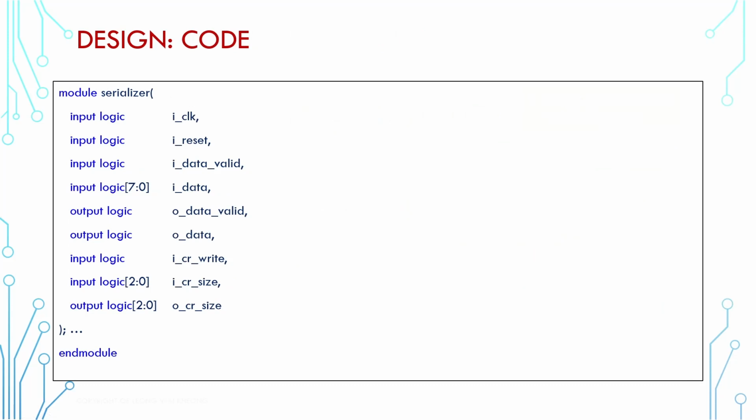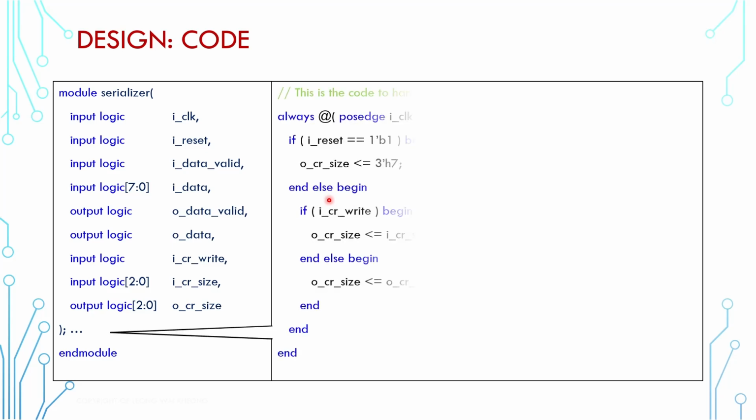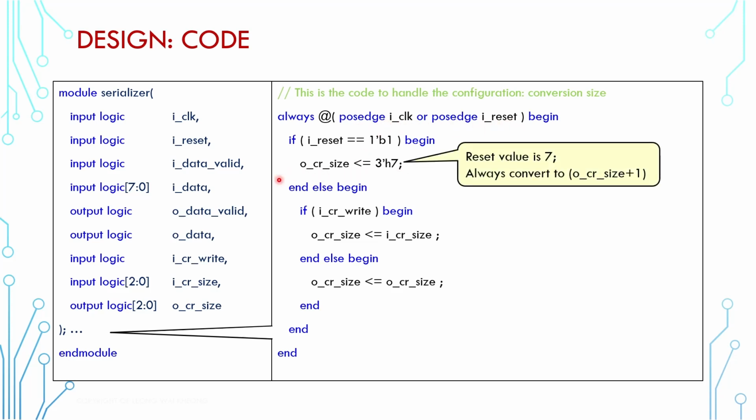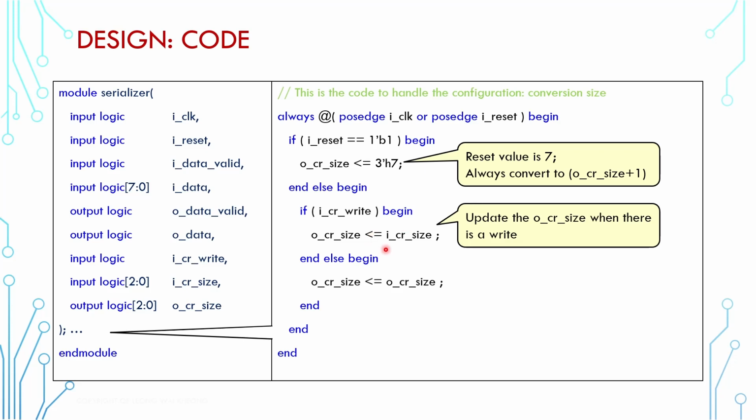Now let's look at the internal code. It's a simple design, but there are still too many lines, so I'll show it part by part. This first part handles the configuration. It uses clock and reset in the sensitivity list. If it's being reset, the configuration register size is set to 7. In the else statement, if a write is being performed, the output CR size gets the new value, else it keeps the old value.